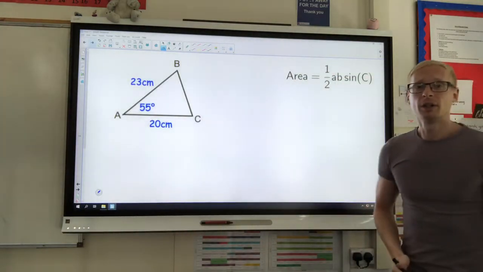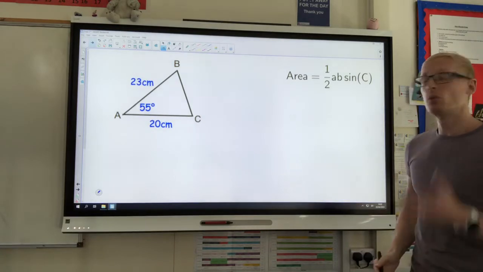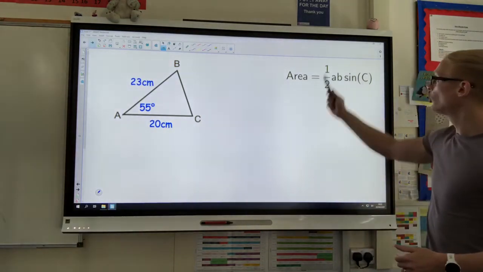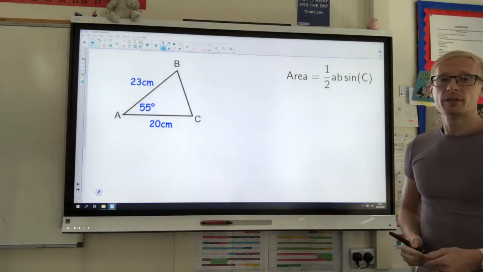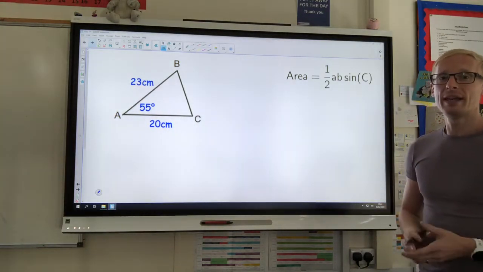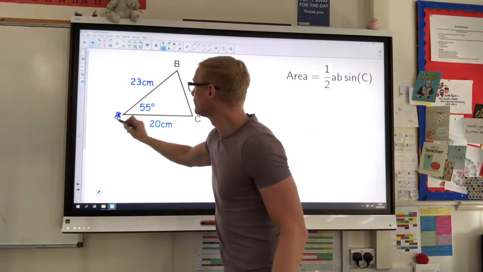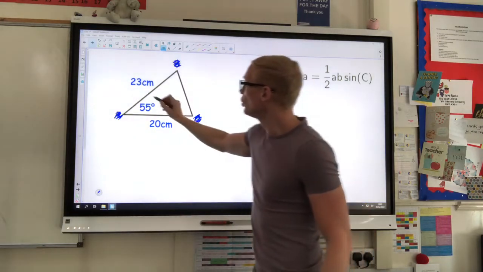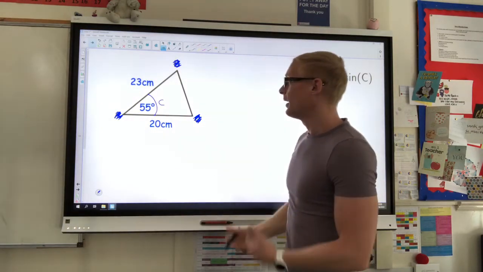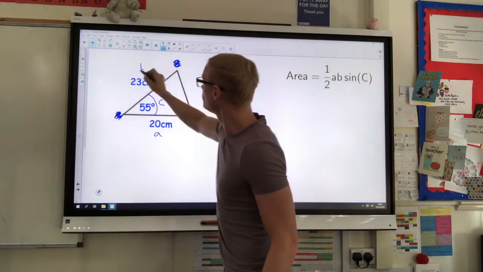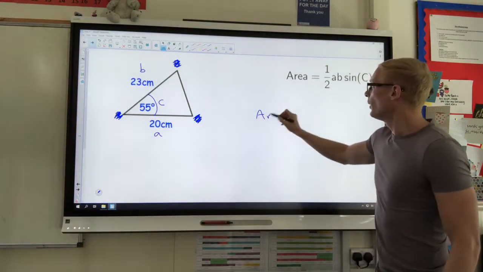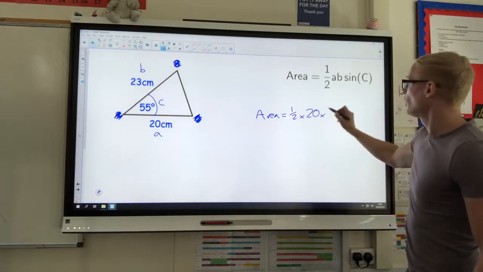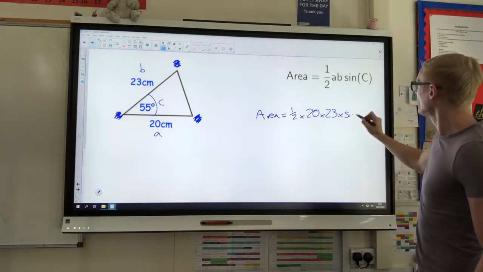Very, very similar. You can see we've got the same kind of setup. We don't know the perpendicular height, so we can't just use a half base times height. We need to use this formula. Now, as I said to you in previous videos, ignore the letters that are already in a question. So get rid of these, and we'll label it ourselves. So we'll call this angle C, and again, a and b, doesn't matter which way around we go. So we'll go area equals half times 20 times 23 times sine 55.